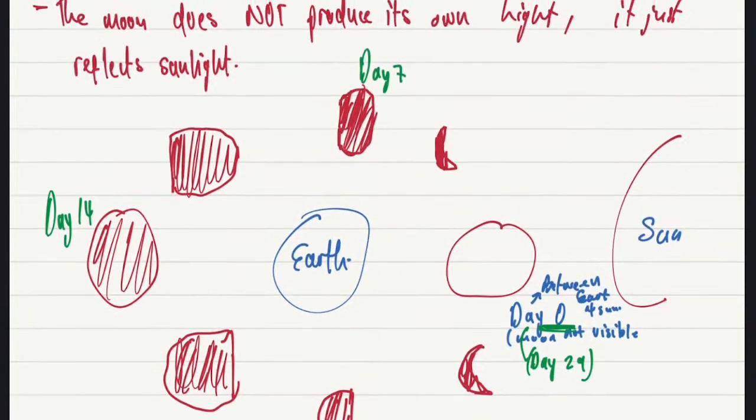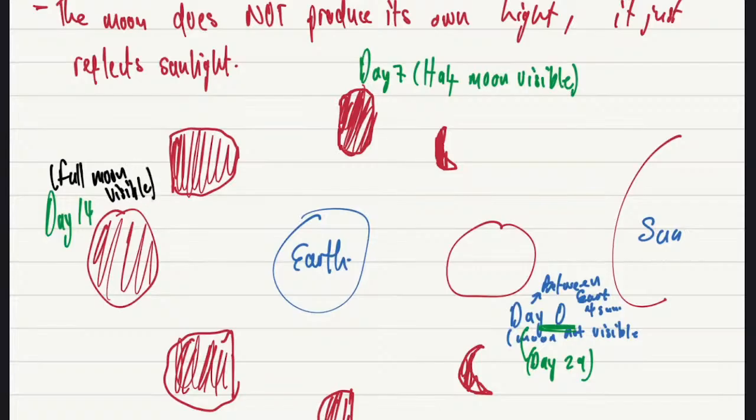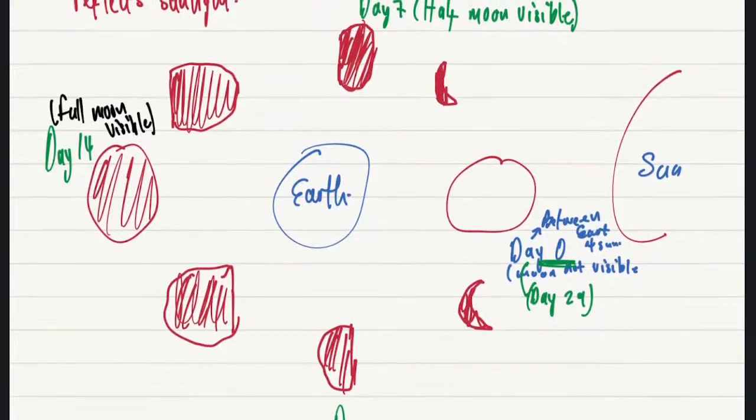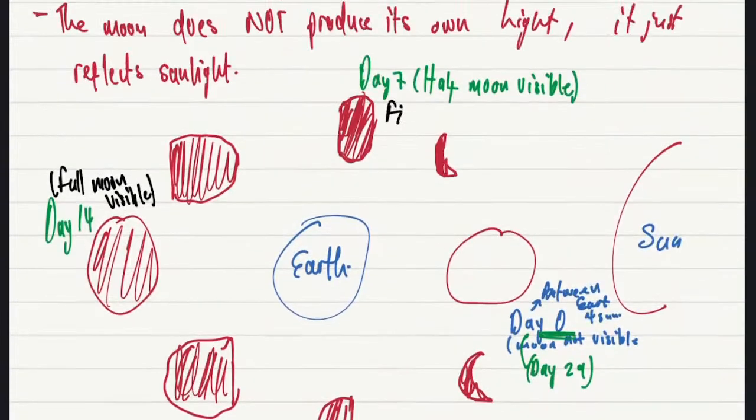Here at day 7, half moon, half of the moon is visible. So after 7 days, we see half of the moon. After 14 days, we are going to see full moon visible. So if today there is nothing, check after 7 days. This day next week, you should see half moon, half of the moon. Okay? And we call it the first quarter. So this is the first quarter.